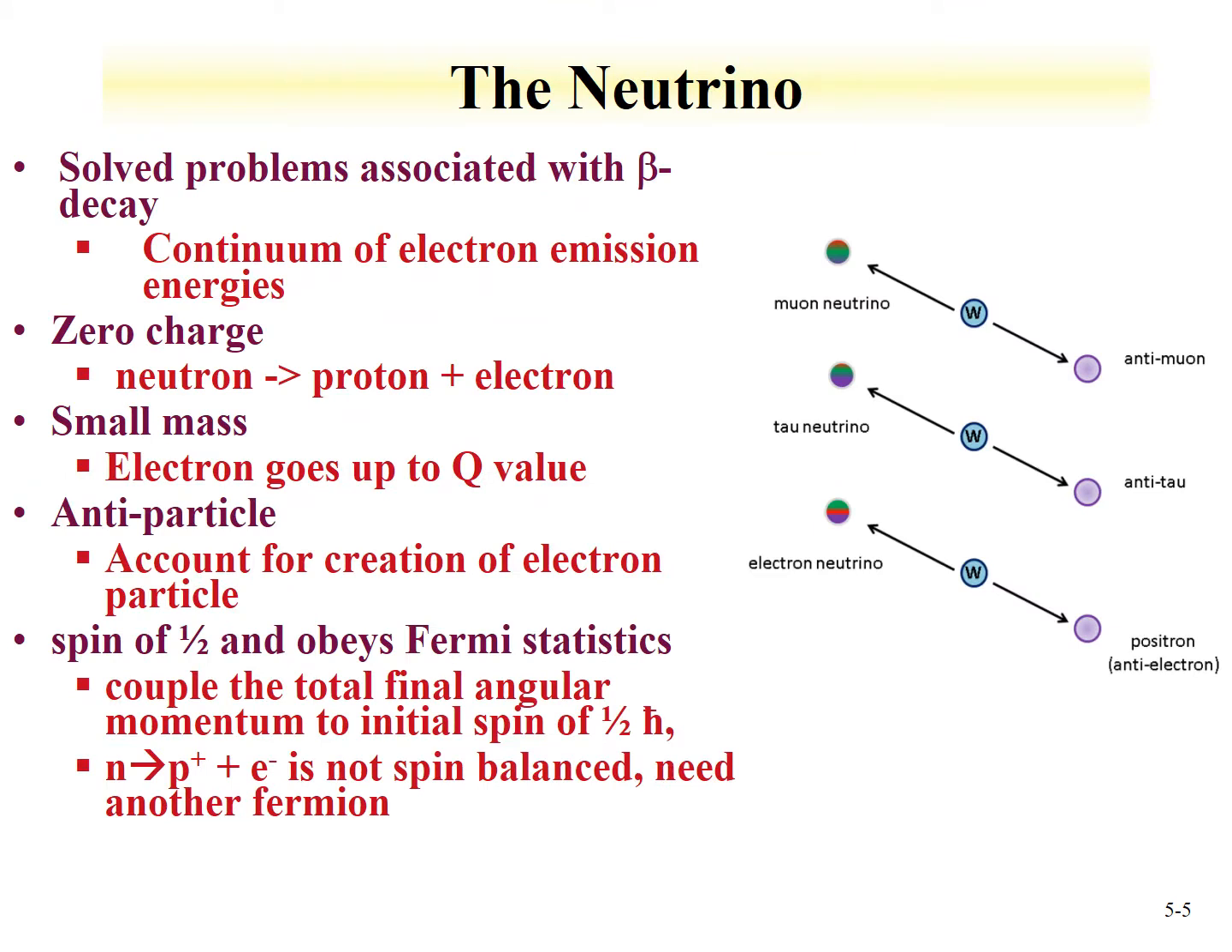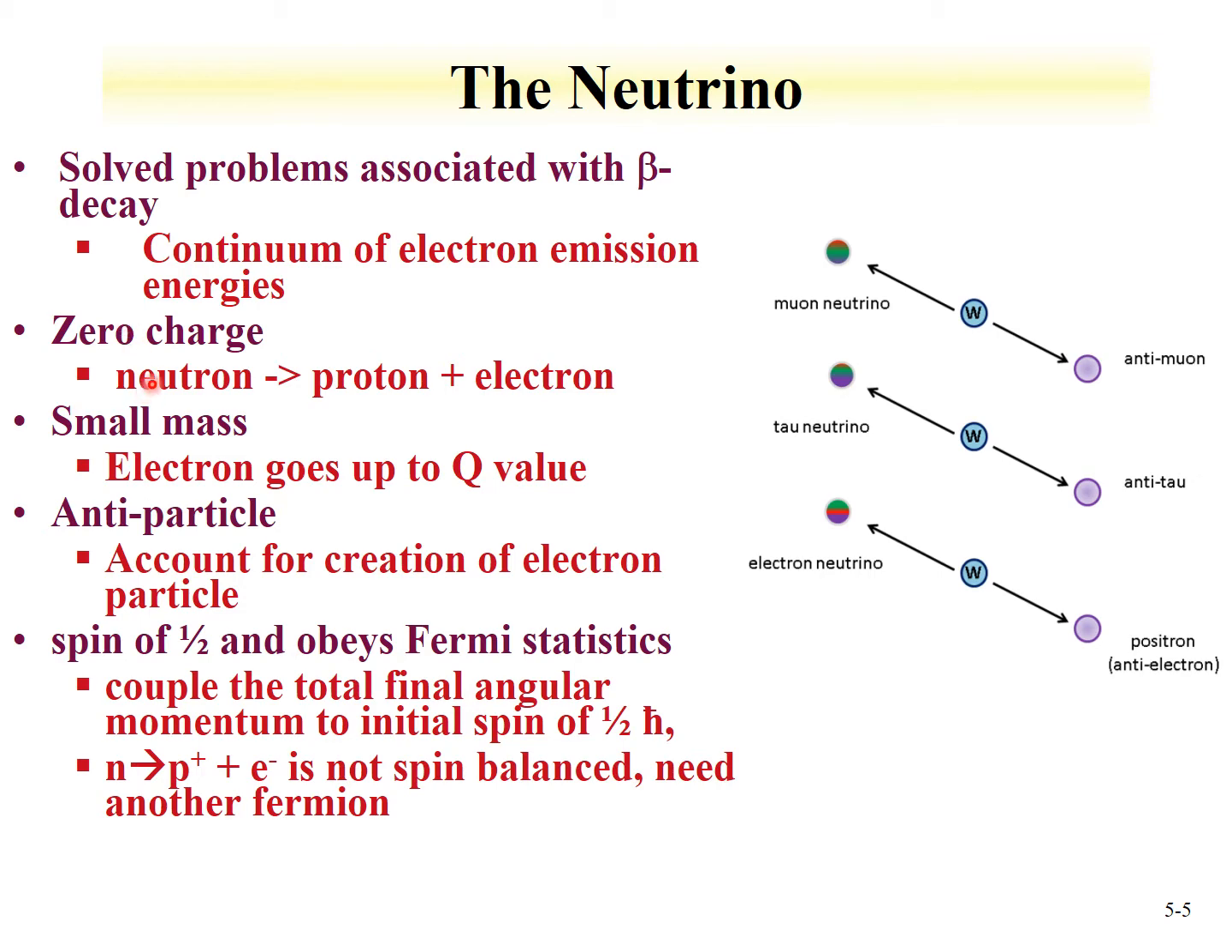Now, we can use this energy decay behavior to evaluate some properties associated with the decay, and one of the first things that we can come up with is to discuss the neutrino. The neutrino solves some of the problems associated with beta minus decay. Right? So there's a continuum of electron emission energies. Well, that means that the total energy must be the sum of a number of particles. Also, there's a zero charge problem.